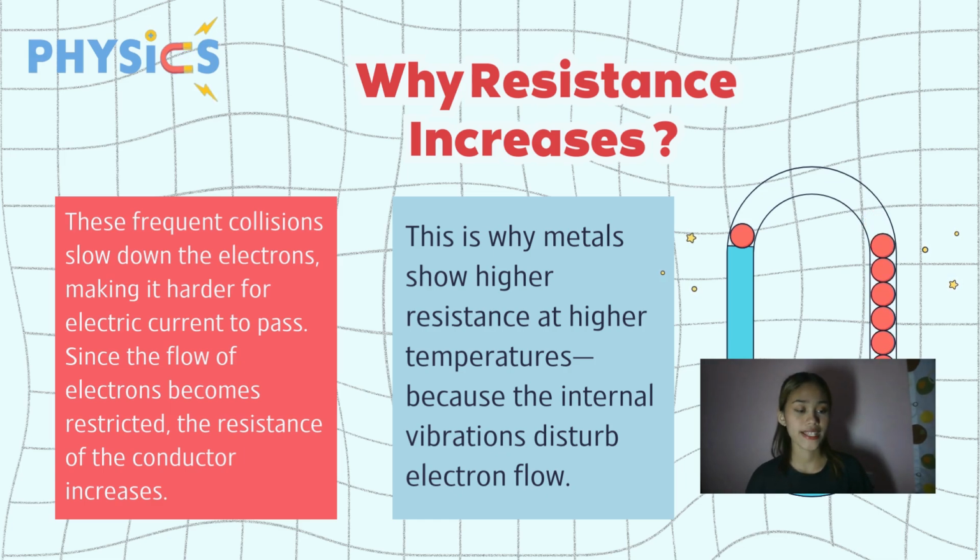So, what happens to the electrons trying to pass? They bump into these vibrating ions more often. More bumps means slower movement, and slower movement means higher resistance. In short, more heat, more vibration, more collisions, the higher the resistance.